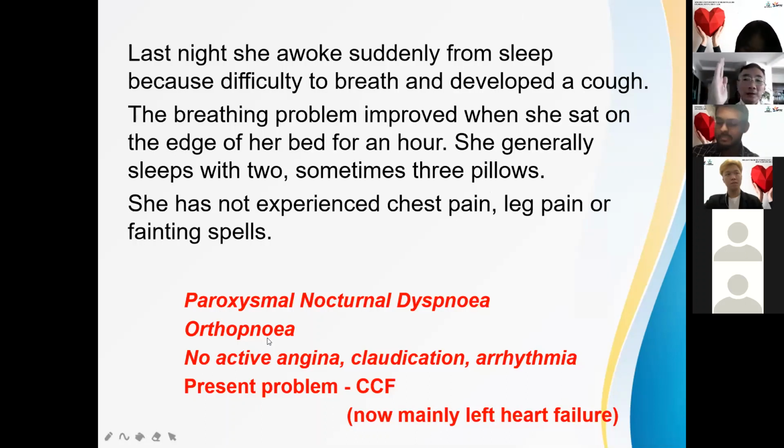For autopnea, even lying down, with the blood flowing back to the heart, the heart is already so weak it can't take it. So they get breathless on lying down. That's autopnea. So she sometimes has autopnea. And then there are important negatives. She has no chest pain, leg pain, or fainting spells. Means they are telling you she has no angina. Angina is ischemia. They have no claudication, that's ischemia of the legs. And then fainting spells suggest that there's no serious irregular heartbeat.